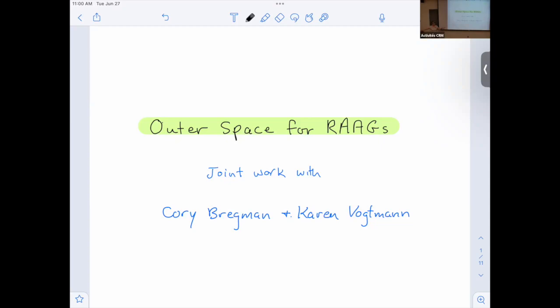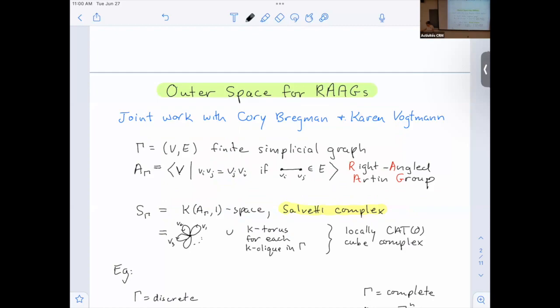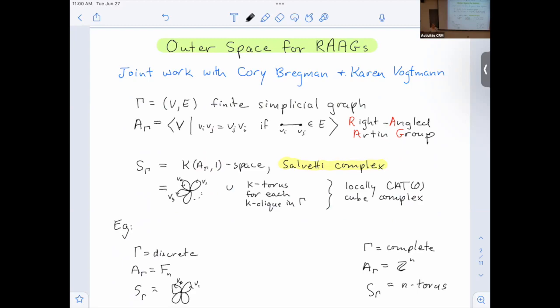So let's start with just a couple of basic definitions and notation. We've heard about right-angled Artin groups from several people, but everybody has their own notation. So let's establish the notation we're going to use in this talk. I'm going to start with a finite simplicial graph gamma, so finitely many vertices and some edges. And associated to that is a right-angled Artin group.